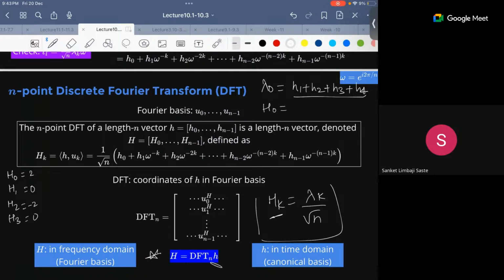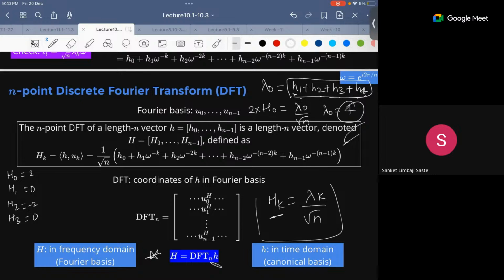H naught, you have the formula: lambda naught upon root of n. So H naught is what? 2 times root of n; root of n is 4, root of 4 is 2. So 2 into 2, 4. So lambda naught equals 4. That is H1 plus H2 plus H3 plus H4, the summation is 4. Yeah, the 4 should be the answer.